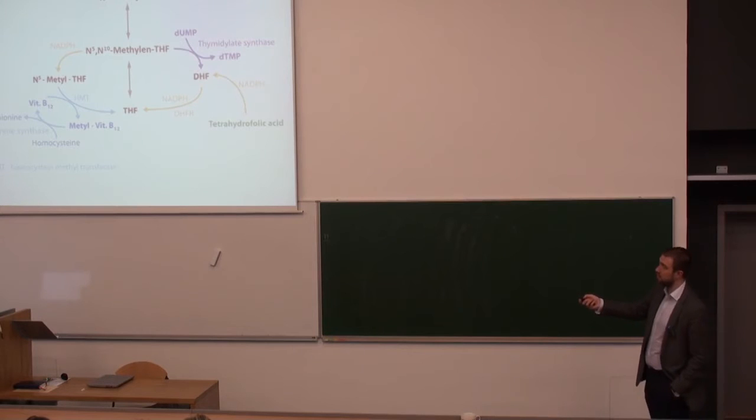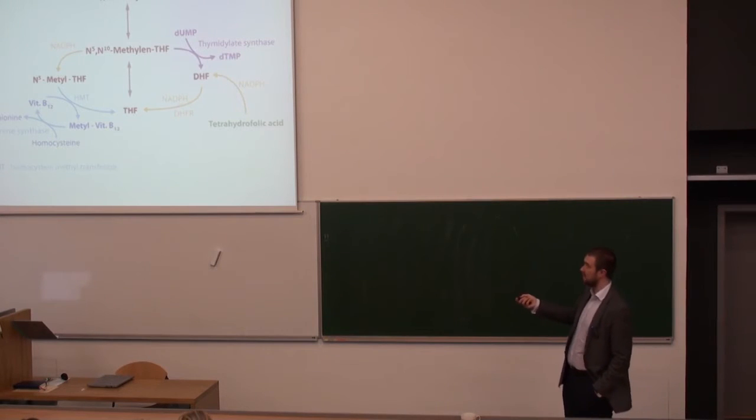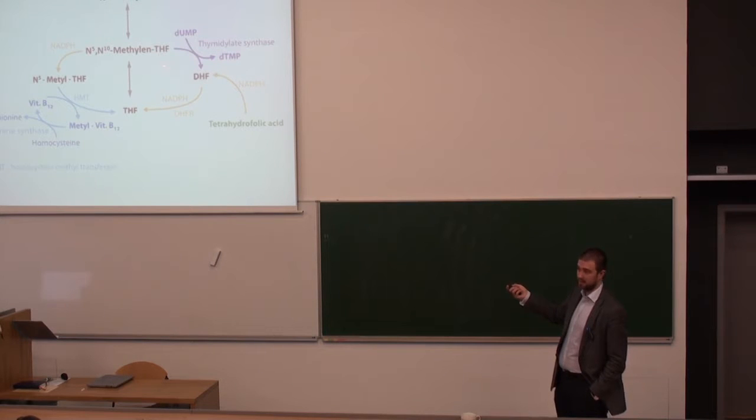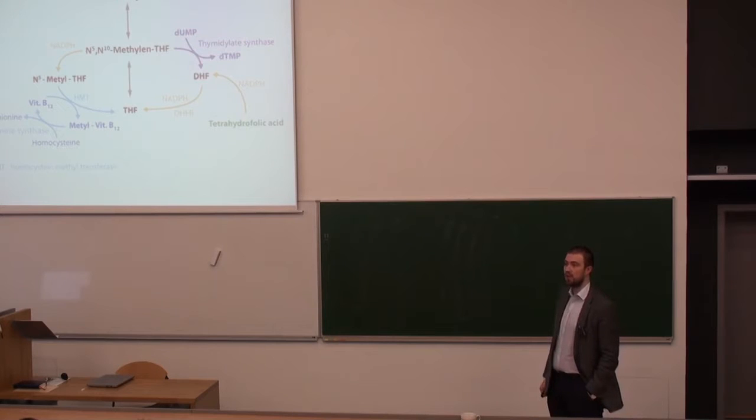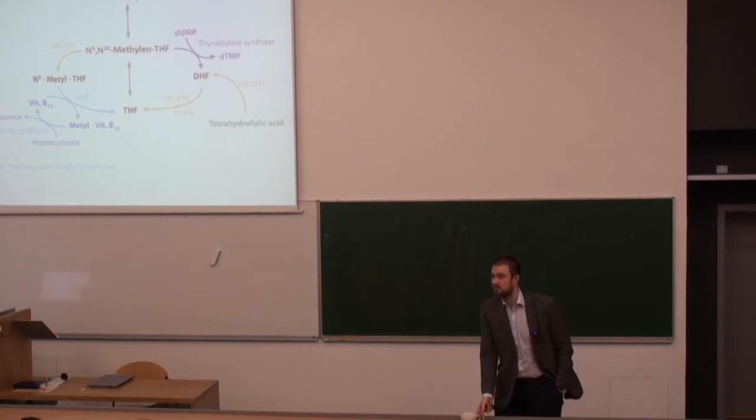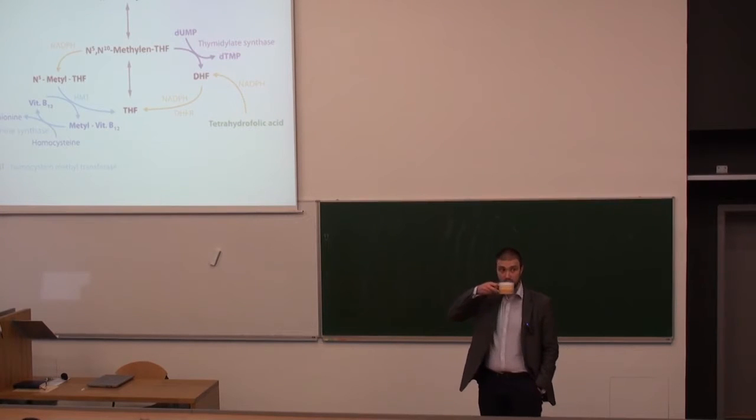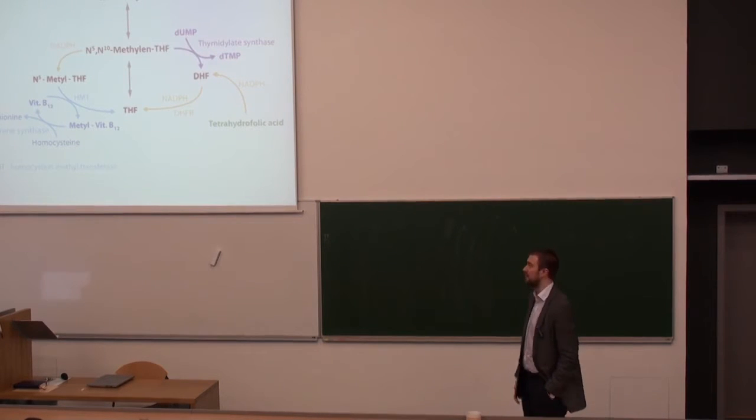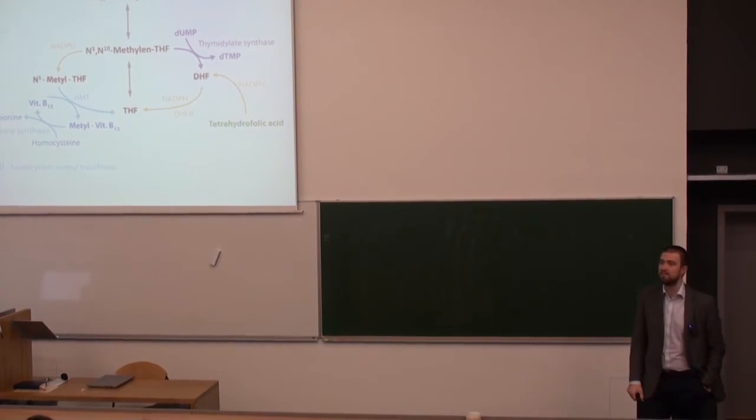What do you know about this part of the cycle? That means the interaction between vitamin B9, that's folate, and vitamin B12, that means cobalamin. What do you remember from the first year? That's through methylation. But what's the relation between vitamin B12 and vitamin B9?